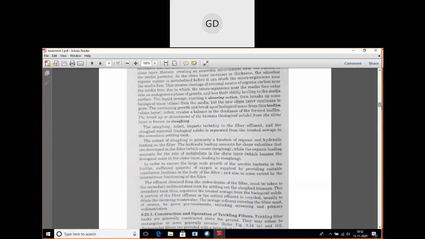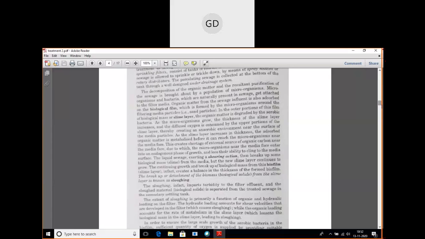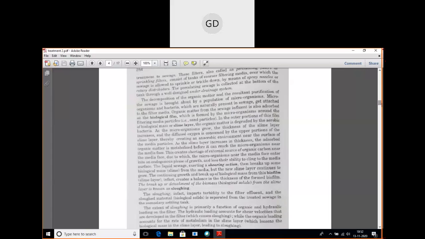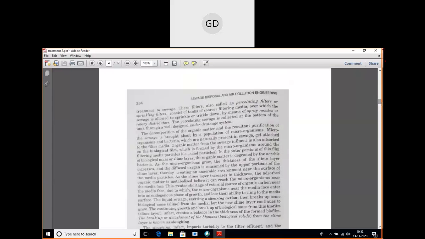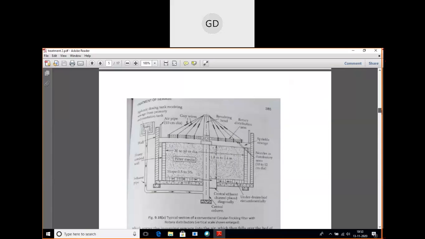Okay, so first you have seen everything, okay? How it works, from where the wastewater is coming, how the water is being trickled down, okay? So everything you have seen, what are the materials there, okay? In this semester you should have an idea about how a trickling filter works, okay? So this is the construction details.